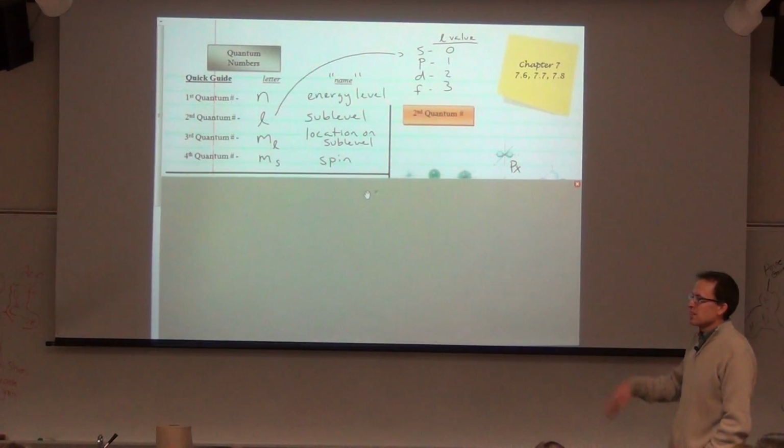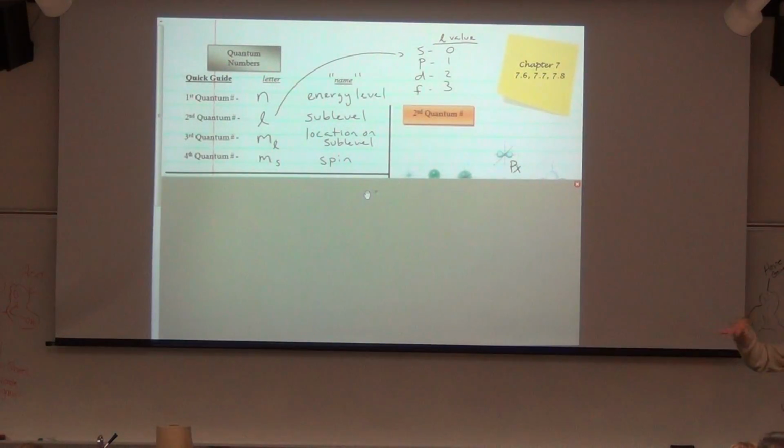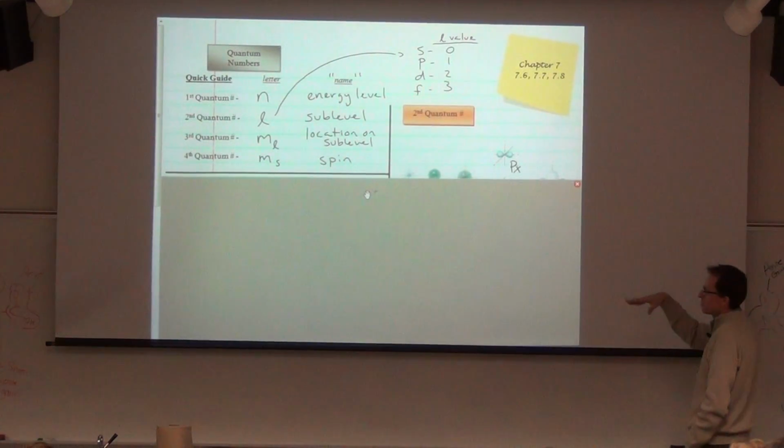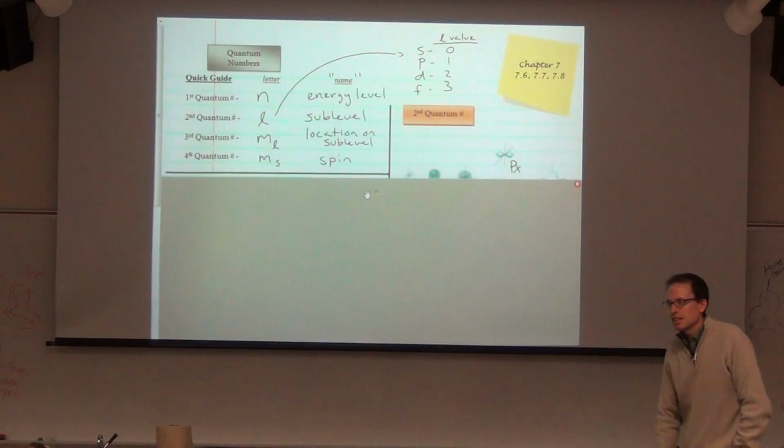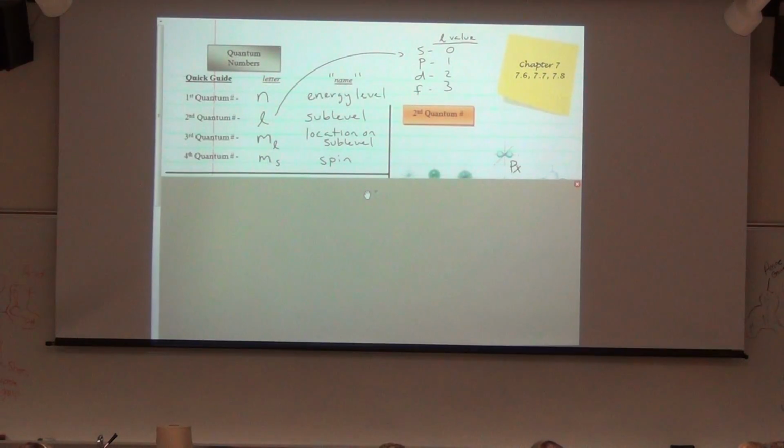The next level then, once I'm on the sub-level, is where am I on that sub-level? And we're going to call those orbitals. We'll get those in a minute. And then what kind of spin do I have? Electrons have to kind of balance each other out. Okay, they have to even out, just like charges usually have to even themselves out.